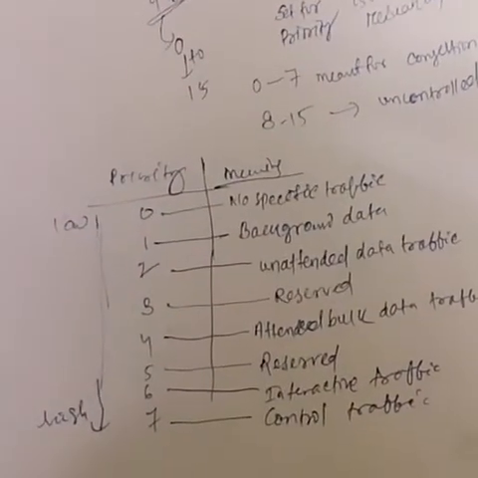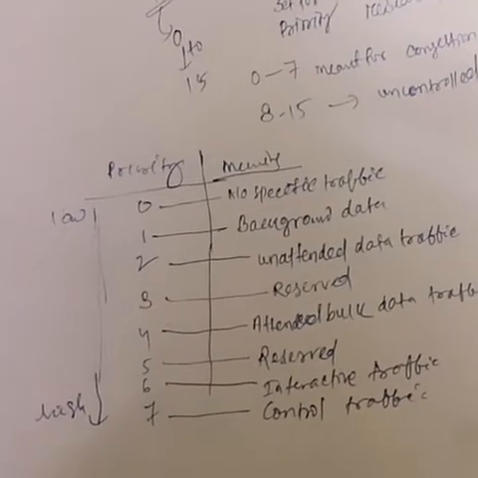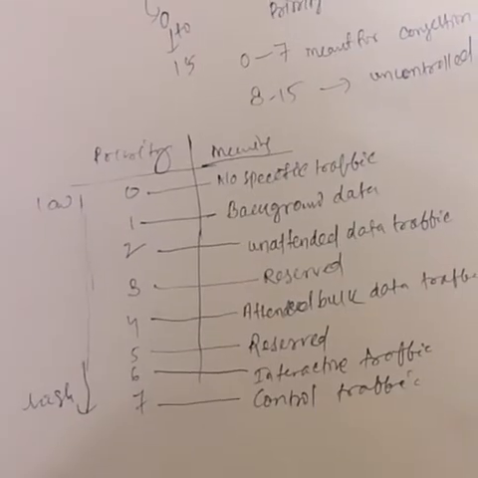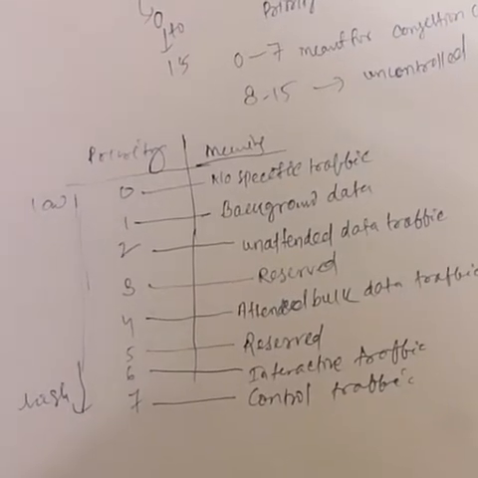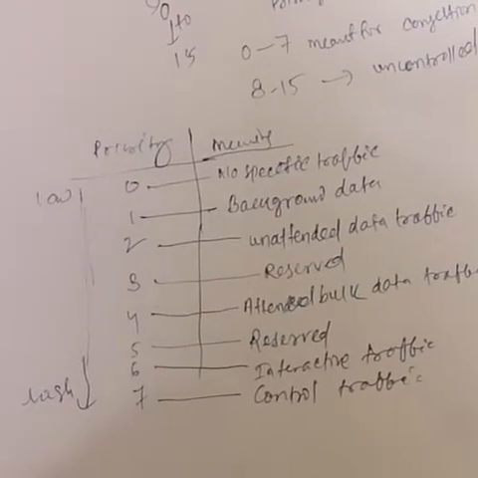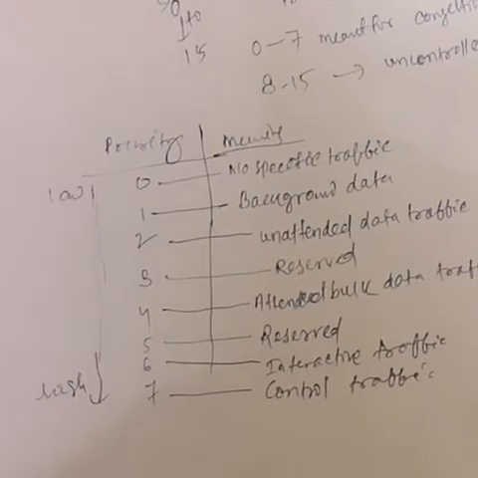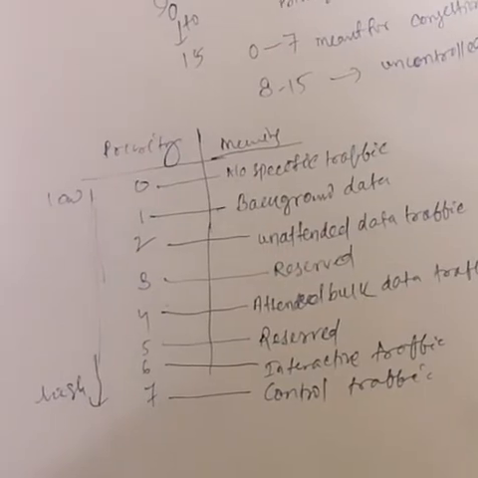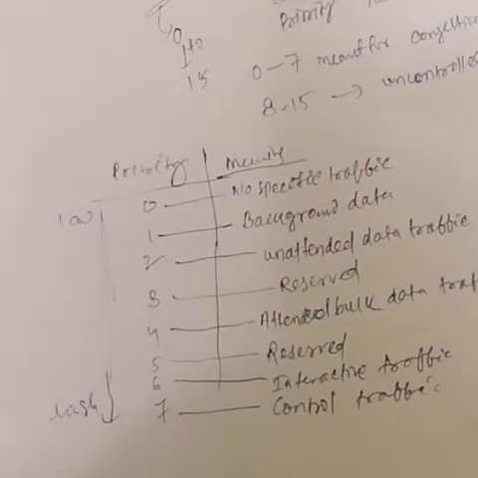So when a packet with priority value 0 reaches a router, the packet with the least priority value will be discarded. Right? Next is background data, 1.